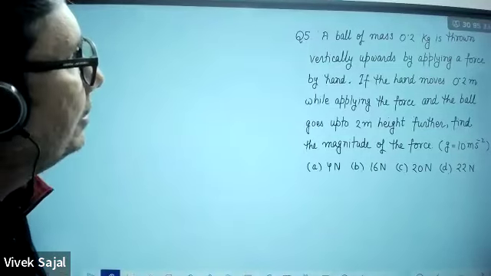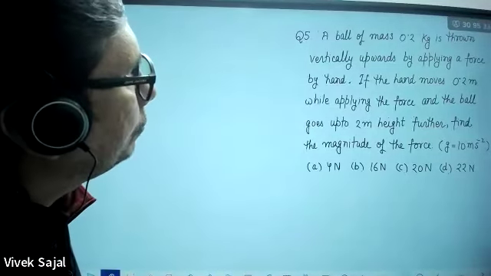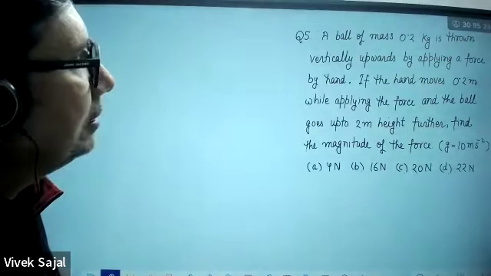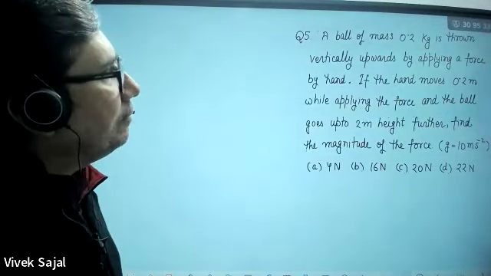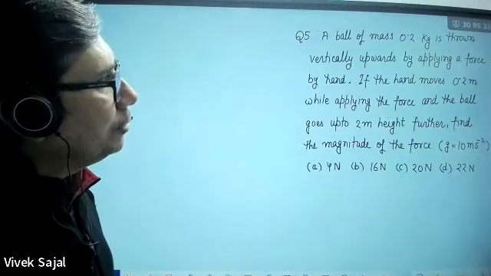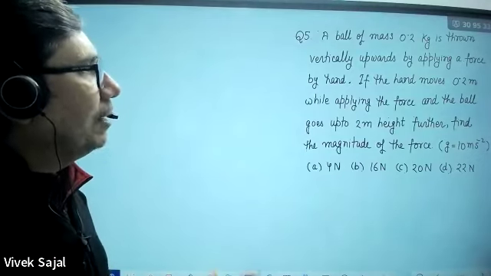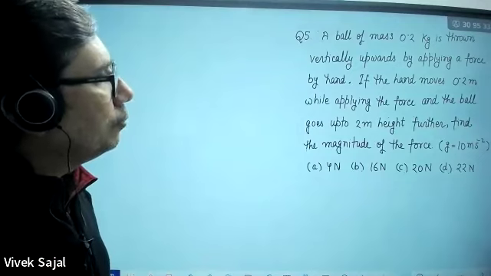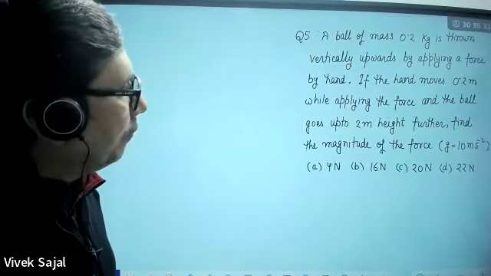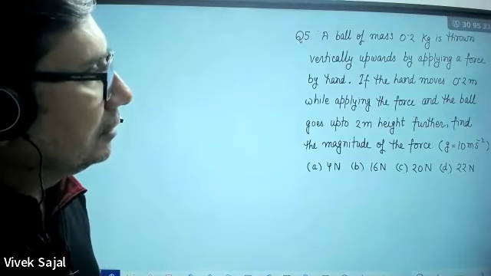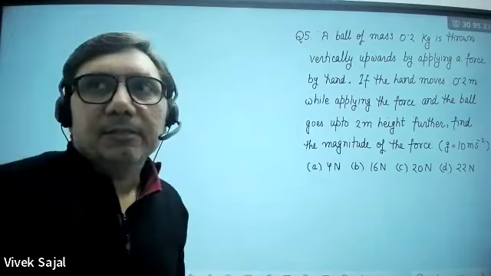So here, a ball of mass 0.2 kilogram is thrown vertically upward by applying a force by the hand. If the hand moves 0.2 meter while applying the force, the ball goes up to 2 meter height further. Find the magnitude of the force. G equal to 10 meter per second square.